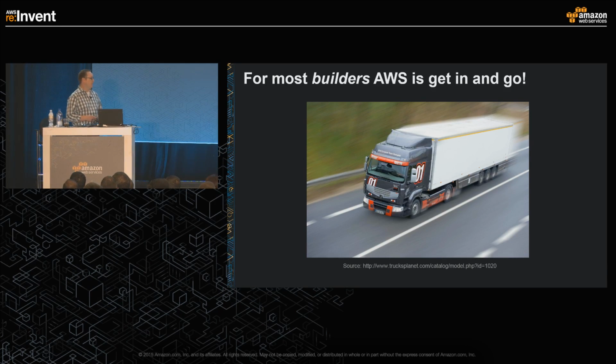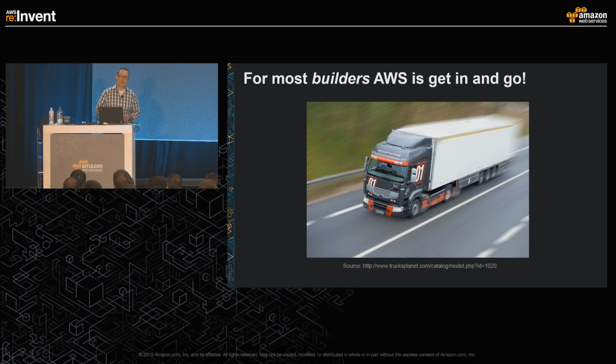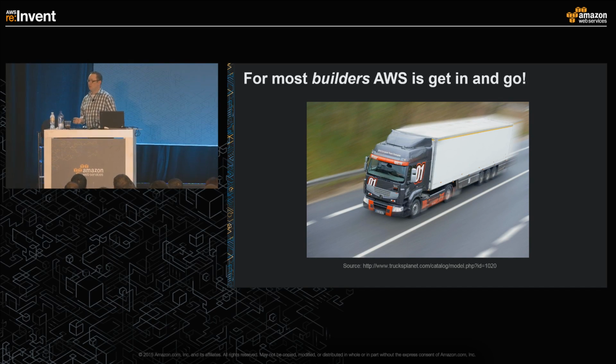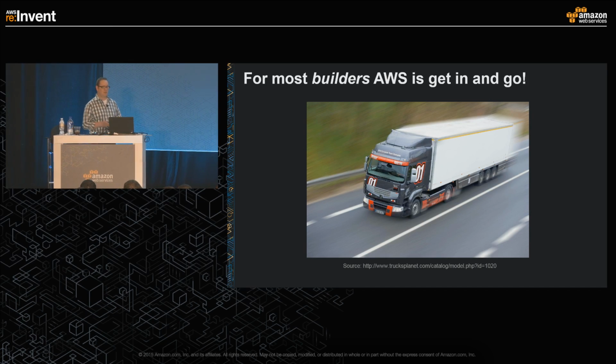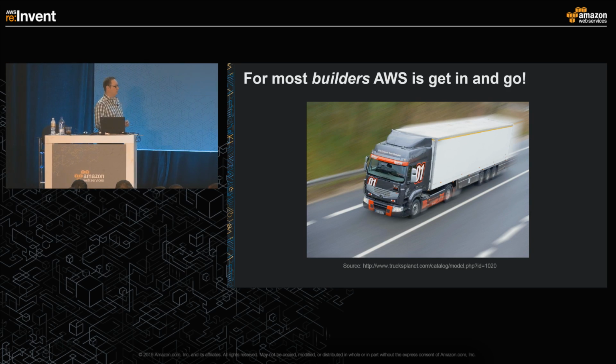For most builders, AWS is get in and go, and that applies to EBS as well. You can typically just launch an instance, attach an EBS volume, maybe 20 gigabytes, 50 gigabytes, store your data on that volume, and you'll never need to worry about what you're doing with it. You'll typically get the most performance out of it due to things like general purpose volumes where we have burst capability, and you don't need to worry about any other settings around queue depth or the capabilities of the volume itself.